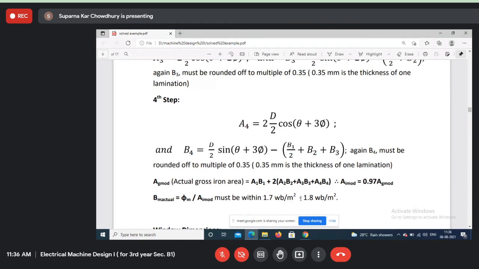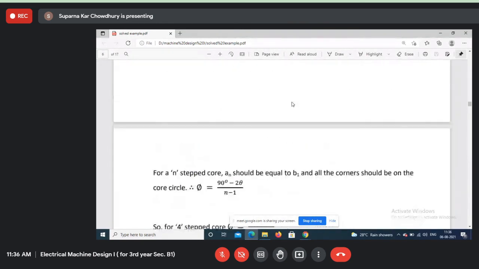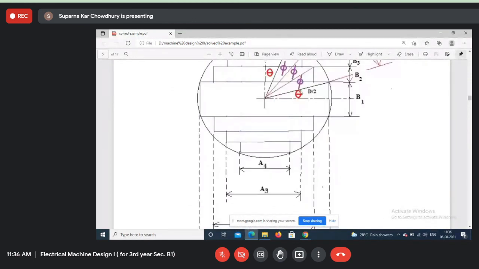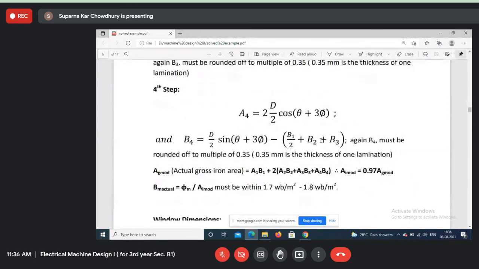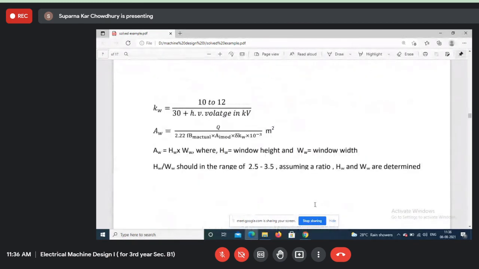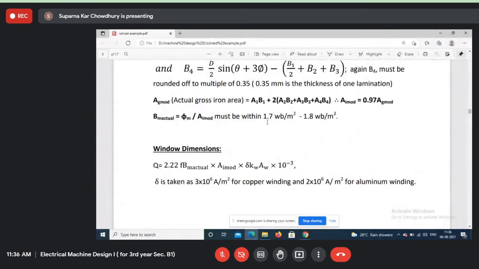If it does not, then we have to just readjust the values to get this BM within this. Because if BM is less than this, that means we are using too much iron, cost will increase, and if BM is more than that, there will be more iron loss, efficiency will be less.